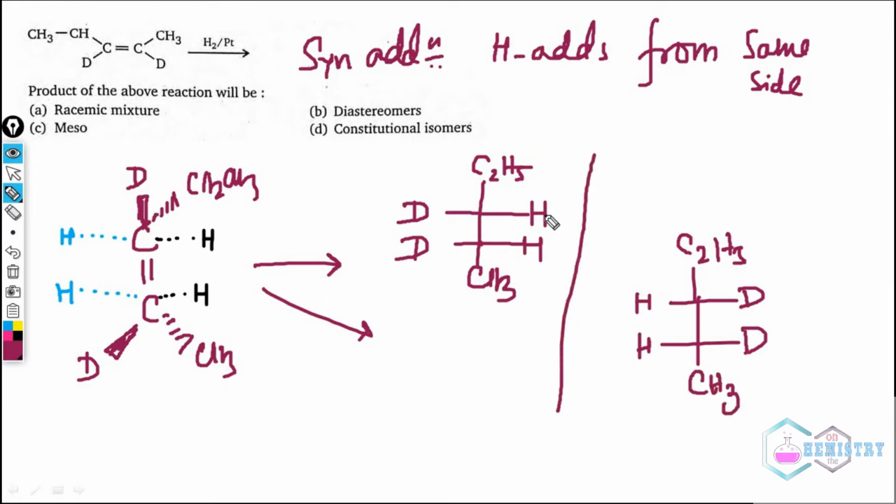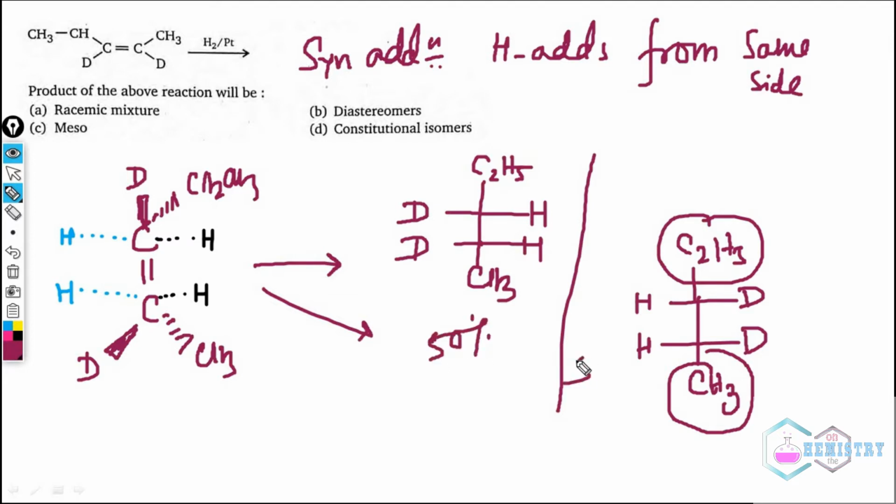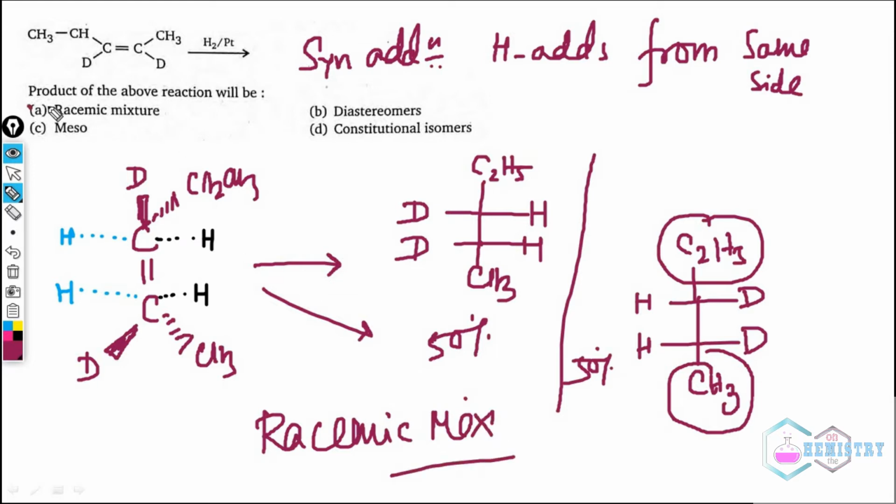So basically they are mirror images but not superimposable due to these two groups. They will not be superimposable due to presence of one ethyl and one methyl group. So non-superimposable mirror images, as we have already learned in our previous class, are enantiomers, and they will form a 50-50 mixture, and a 50-50 mixture of enantiomers is called a racemic mixture. So the answer will be racemic mixture, that is a racemic mixture will form.